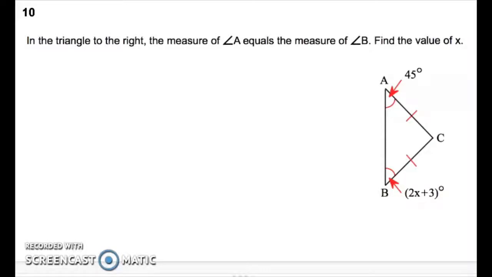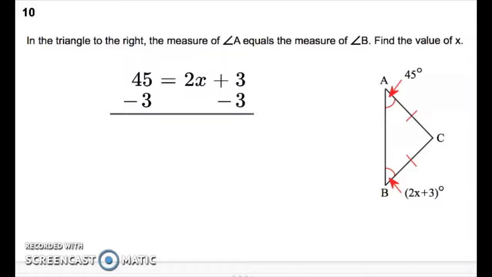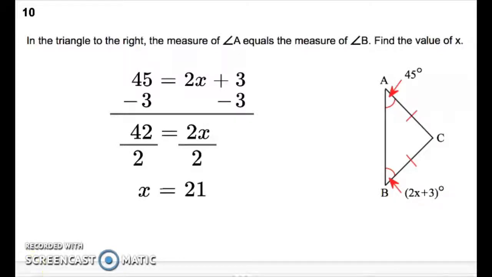Number 10. In the triangle to the right, the measure of angle A equals the measure of angle B. Find the value of x. These two angles are equal because this is what's called an isosceles triangle, where the sides across from those angles are equal. So the angles across from equal sides are going to be congruent. So we just set 45 equal to 2x plus 3. So 45 equals 2x plus 3. Then we just subtract 3 from both sides, and we get 42 equals 2x. Divide both sides by 2, and x equals 21. So my answer is going to be 21.